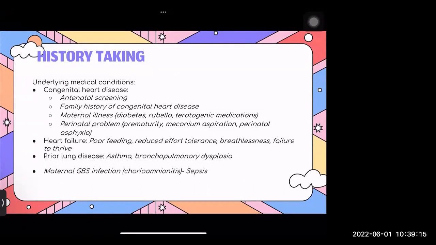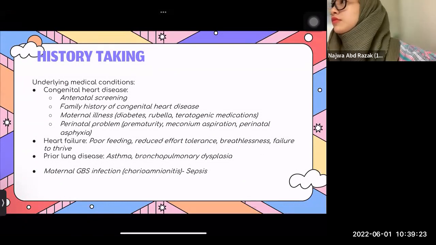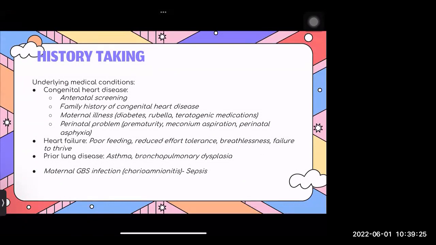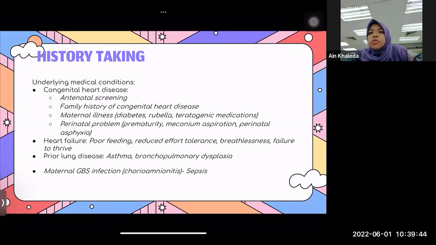So if it's bottle feeding, how would you ask for poor feeding? If the baby is bottle feeding, how long does it take to finish?